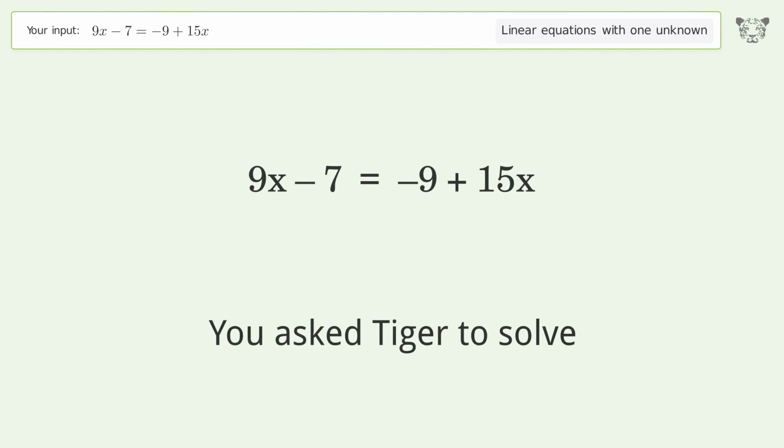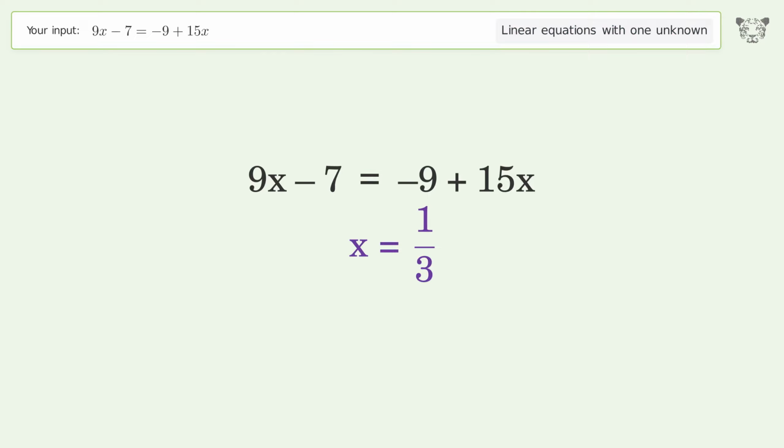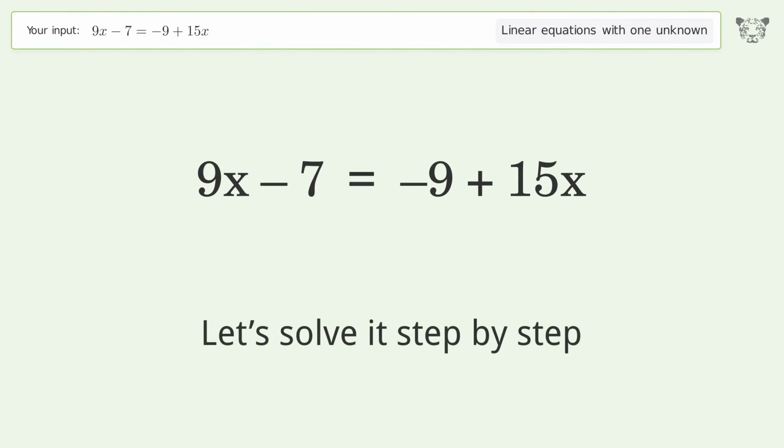You ask Tiger to solve. This deals with linear equations with one unknown. The final result is x equals 1/3. Let's solve it step by step.